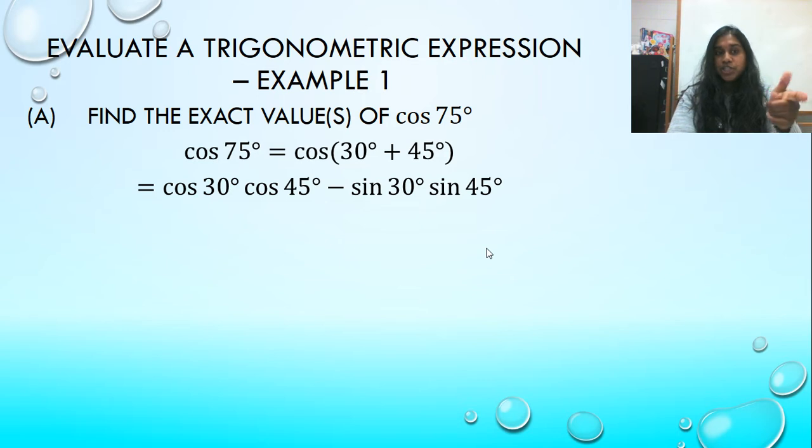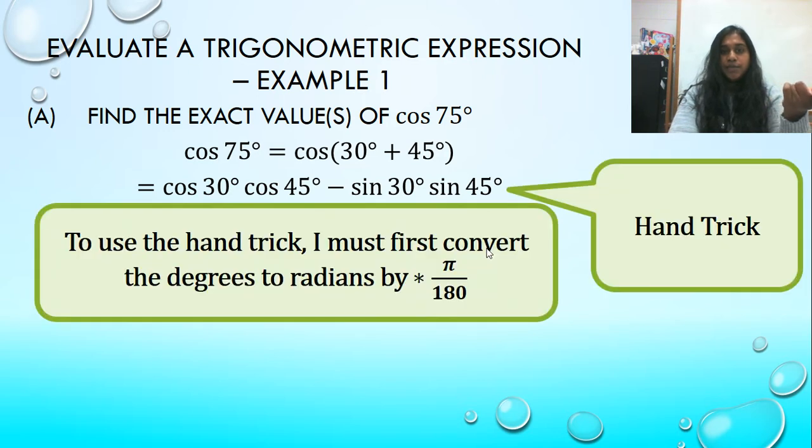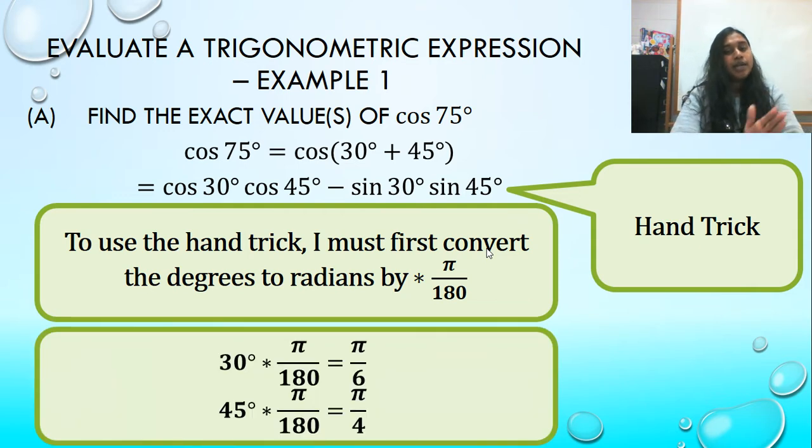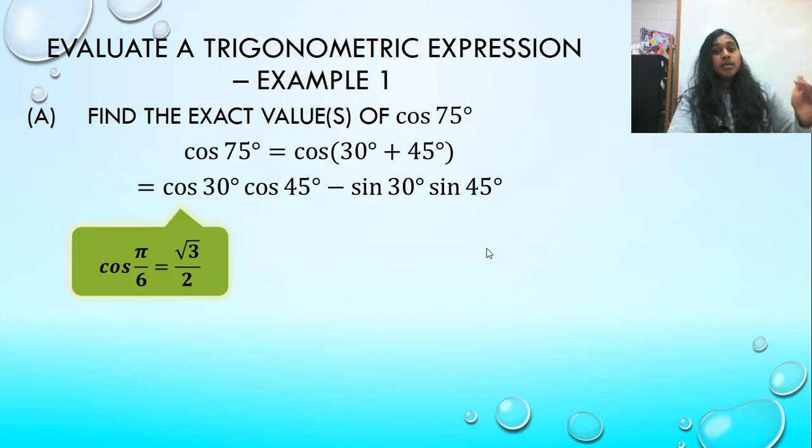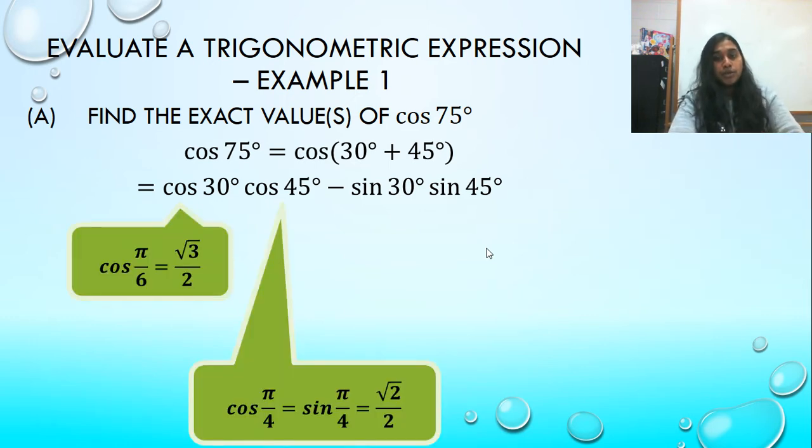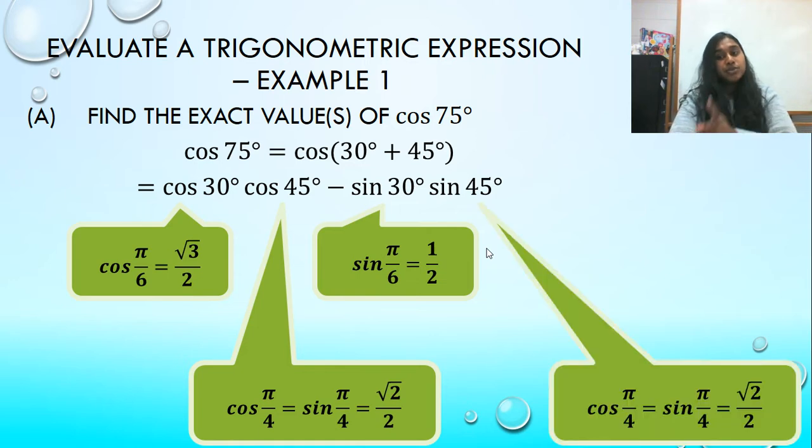I solve each individual one, cosine of 30. In order to use the hand trick, you do need to know that you're in radians, or know that 30 is pi over 6, 45 is pi over 4, and so on. So it's kind of up to you how you want to see it. I'm showing you every single possible step. So the cosine of 30 degrees, or pi over 6, is the square root of 3 over 2, square root of 2 over 2, 1 half, square root of 2 over 2.